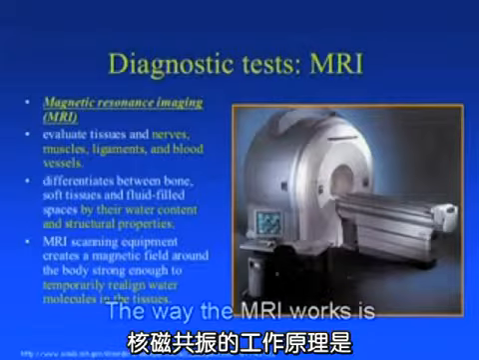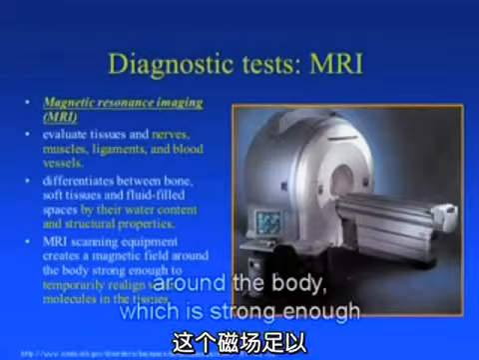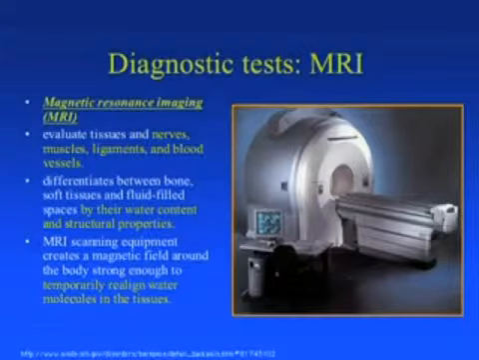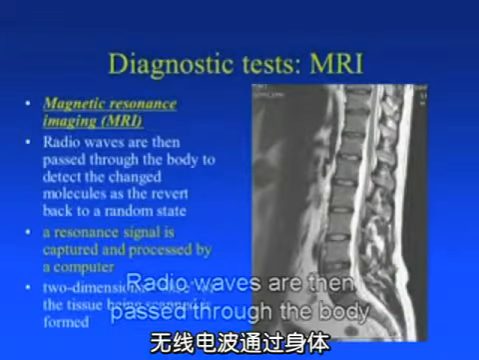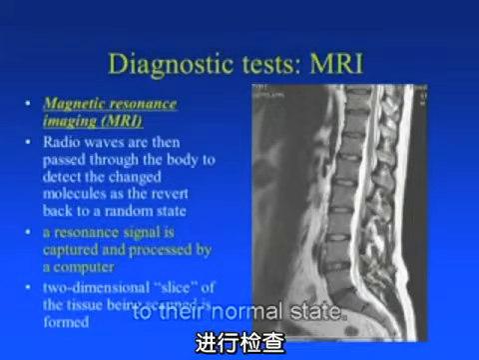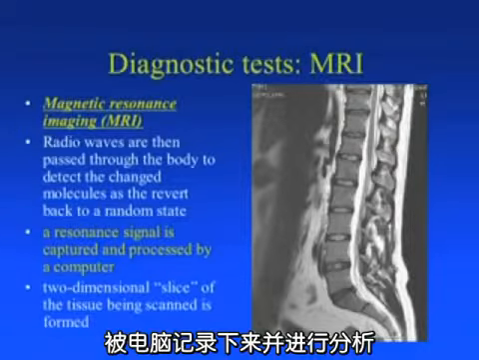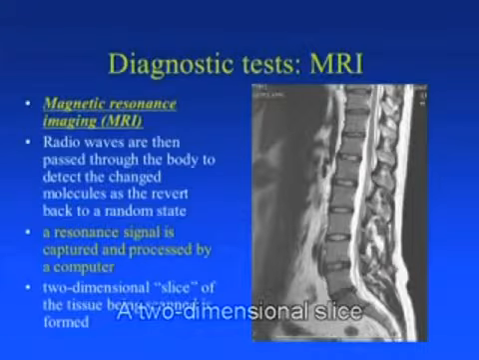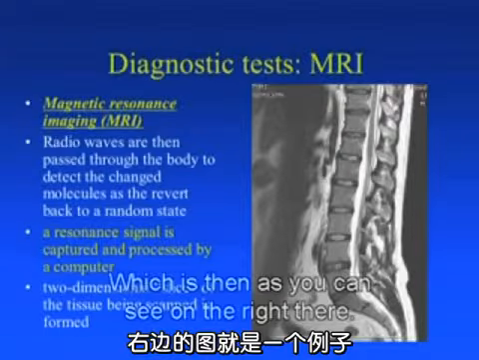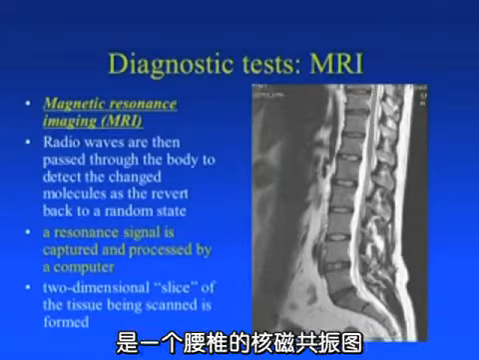The way the MRI works is that the equipment creates a strong magnetic field around the body, which is strong enough to temporarily change the water molecules. Radio waves are then passed through the body to detect the changed molecules as they revert back to their normal state. This resonance is captured by the computer and processed. A two-dimensional slice of tissue being scanned is then formed, which you can see on the right there, a picture of the MRI of the lumbar spine.